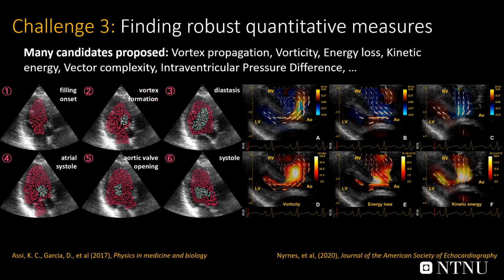Challenge number 3, finding robust quantitative measures. We can extract a lot of information from the vector velocity fields. Many different quantitative parameters have been proposed, like vortex propagation, vorticity, energy loss, kinetic energy, vector complexity, and intraventricular pressure difference. We have looked into applications for intraventricular pressure differences in this talk, but for a different application, one of the other parameters may be better suited.